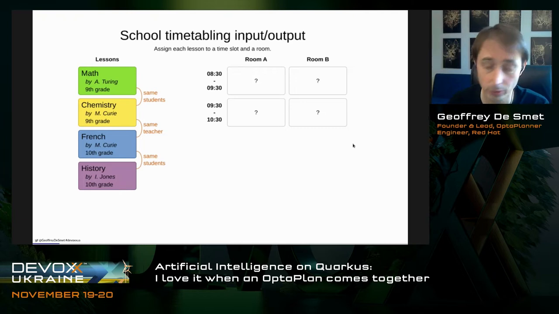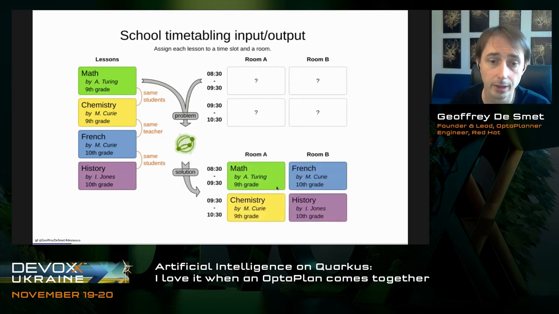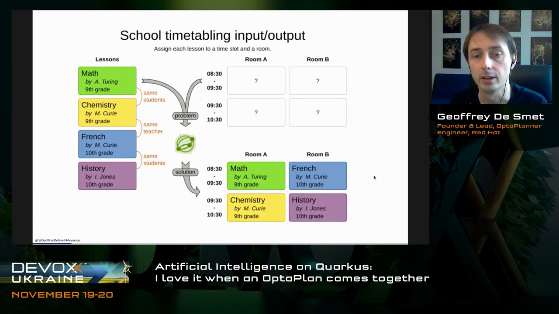So what we're going to do is give this problem to OptaPlanner, an AI constraint solver. There are others too. OptaPlanner is an open source one, very popular in the Java ecosystem and the Kotlin ecosystem. Then OptaPlanner will give us a solution and tell us, well, I'll figure it out: the best way to do this is to put math in room A at 8:30 and French in room B at 8:30 and so forth. And you can see that Marie Curie can actually teach both of her lessons. She doesn't have two lessons at the same time. And all of the students, the 9th grade and the 10th grade, can actually attend their lessons too.